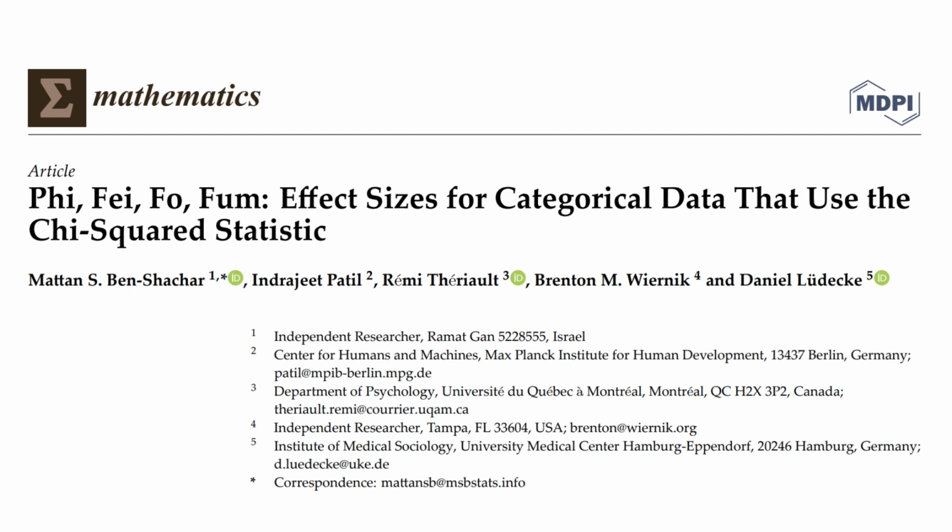Faux thumb. Effect sizes for categorical data that use the chi-squared statistic. Catchy. Gets you thinking about fairy tales and giants and then stats. Exactly. But don't worry, no giants here, just good stuff.